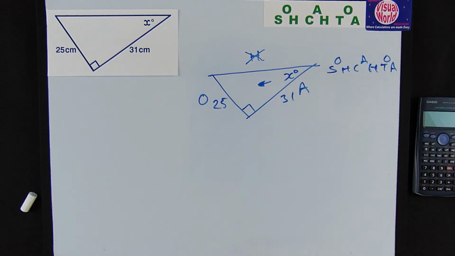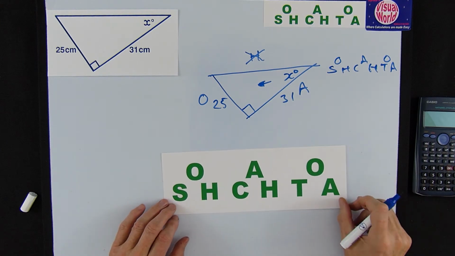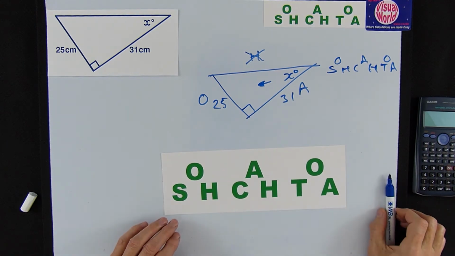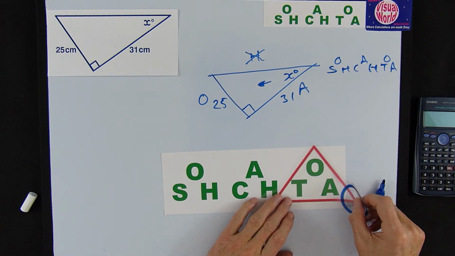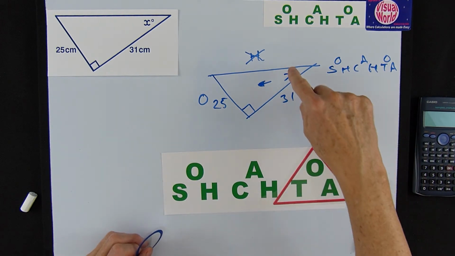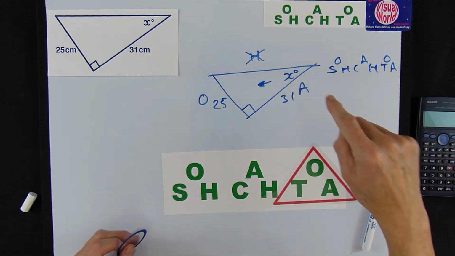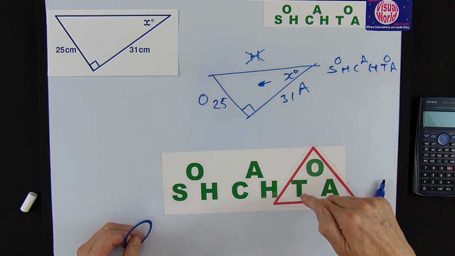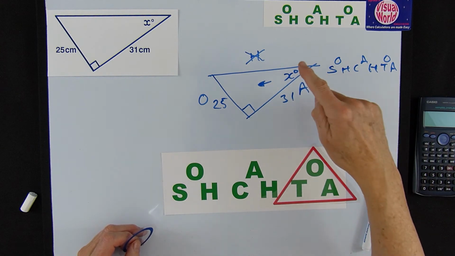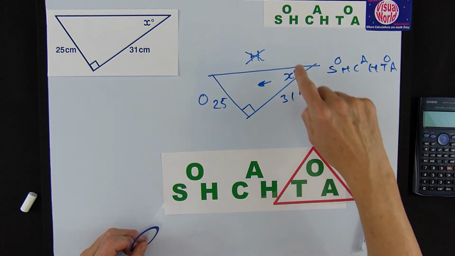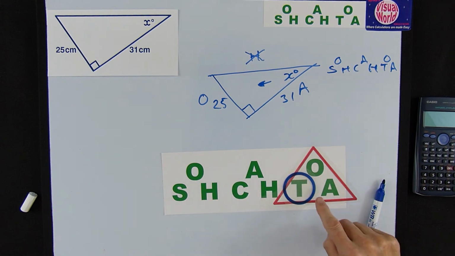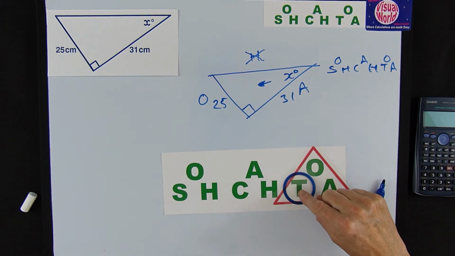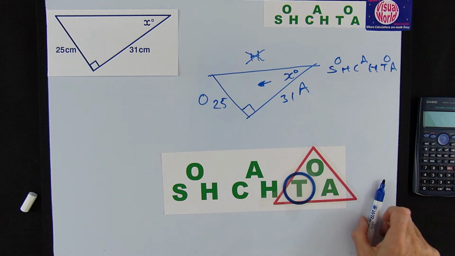Now I'll use the big one like I did before. We're looking for the one without an H. So there's an H there, an H there. So the one that's not got the H is the TOA. It's the X we're looking for, and there's no angle here, but it's the tan of the angle we're looking for. It's a T that's to do with the angle. So we put the circle on the T, and then it's easy to see what the formula is going to be. T equals O over A.